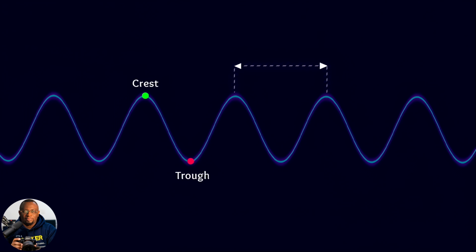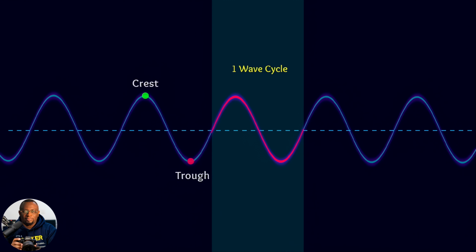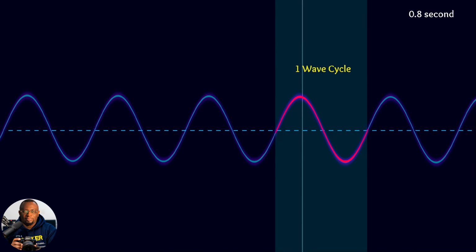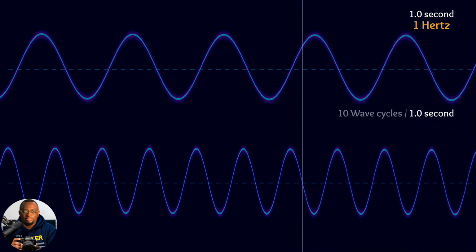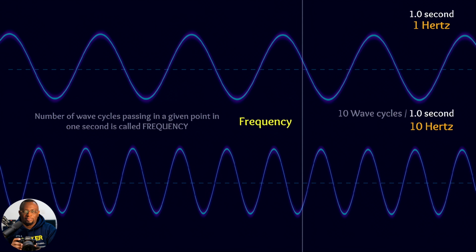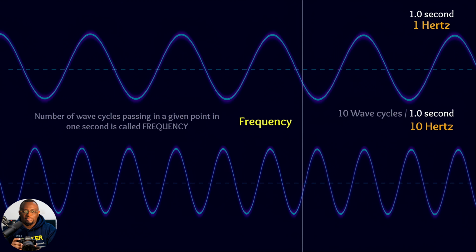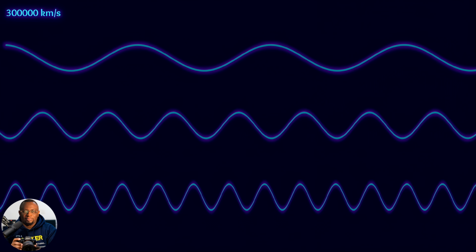Amplitude is measured in meters. The distance between two consecutive crests or troughs is called the wavelength, which is also measured in meters. Its symbol is lambda. A crest and a trough together make up one wave cycle. If one wave cycle passes through a point in 1 second, the frequency is 1 hertz. If 10 wave cycles pass through a given point in 1 second, then it's 10 hertz, which is called the frequency. The number of wave cycles passing a particular point in 1 second is its frequency.